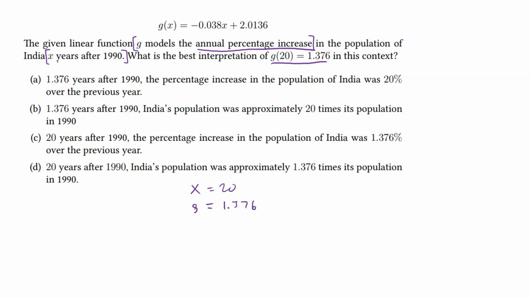Since x has to do with years after 1990, we understand this is 20 years after 1990, and can eliminate A and eliminate B. Next, we understand that G is the annual percentage increase. Thus, G equals 1.376 describes the percentage increase over the previous year. That is option C.